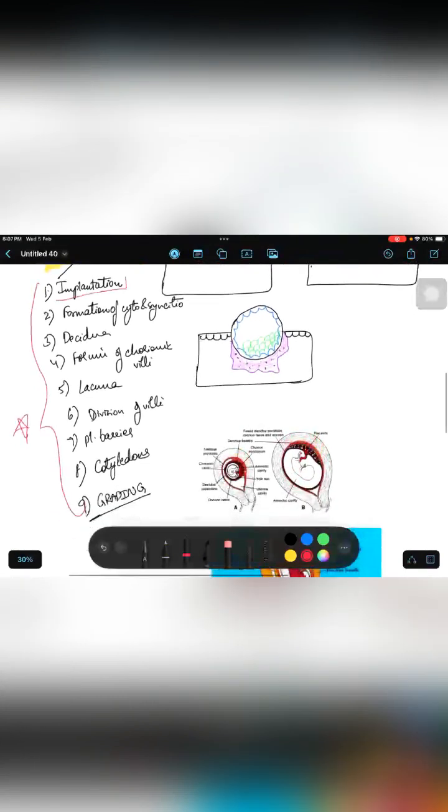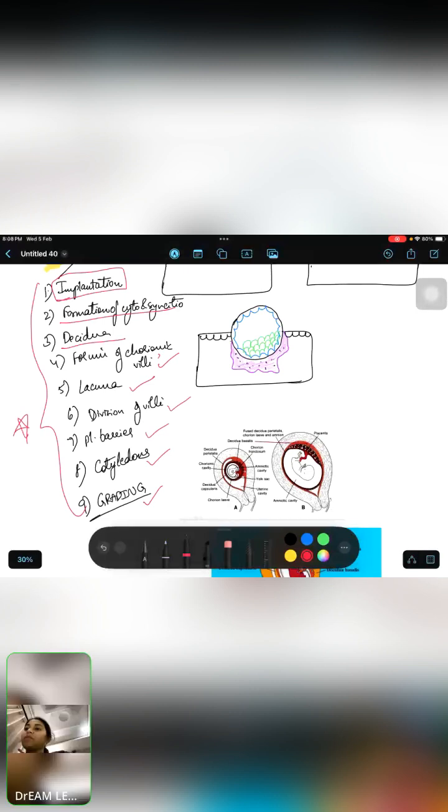The first step is the implantation. Next comes the formation of syncytio and cytotrophoblast. Then comes the formation of decidua. Then comes the formation of chorionic villi and lacuna, division of villi, placental barrier, cotyledons, and grading. So we will be discussing in detail about all these 9 stages.